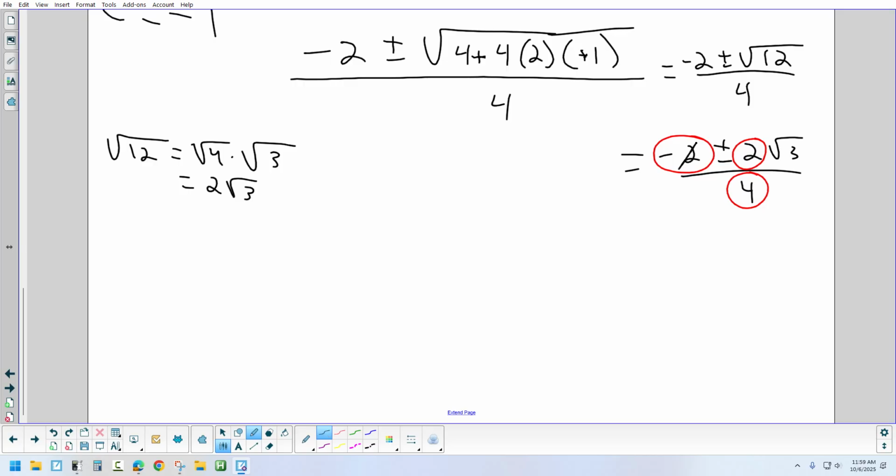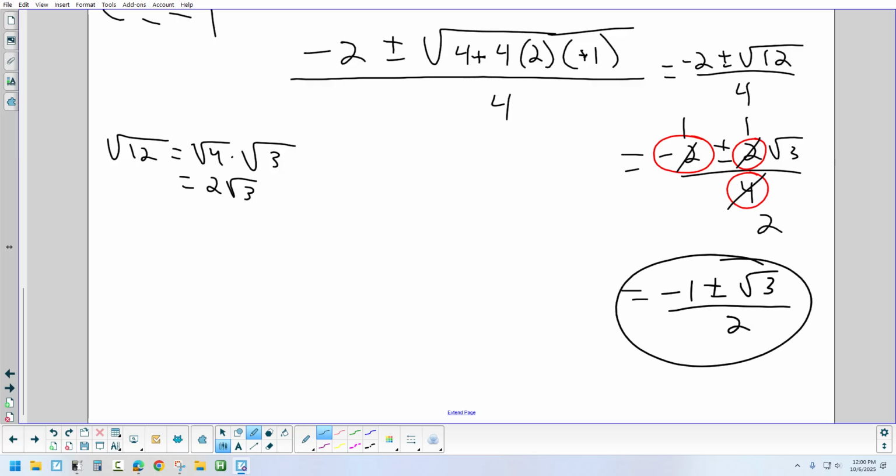What's 2 divided by 2? That becomes a 1. And then 2 divided by 2 again. What about 4 divided by 2? 2. So how would I write my final answer? Yep, perfect. That's the final answer. That's an exact answer, and it's reduced as much as you can.